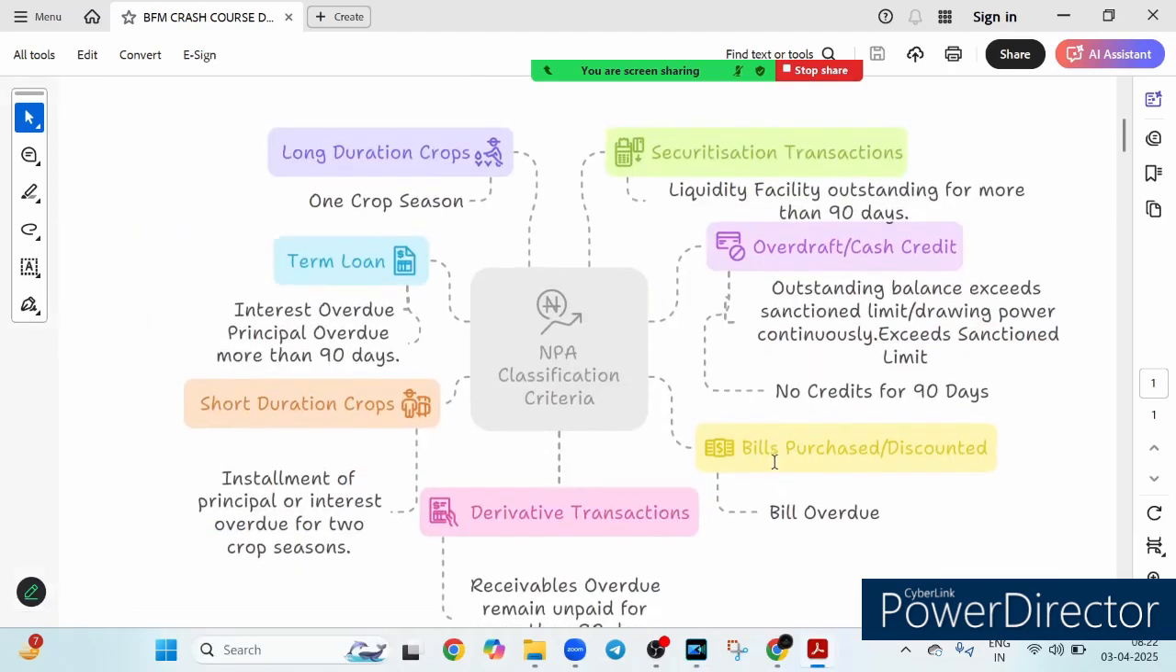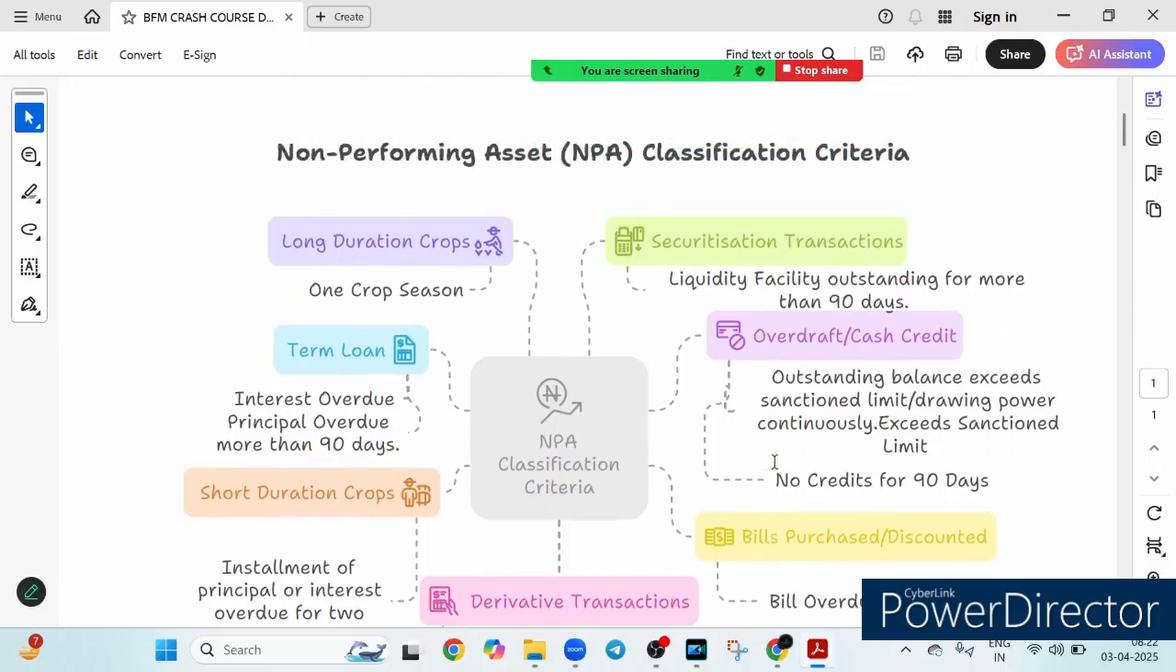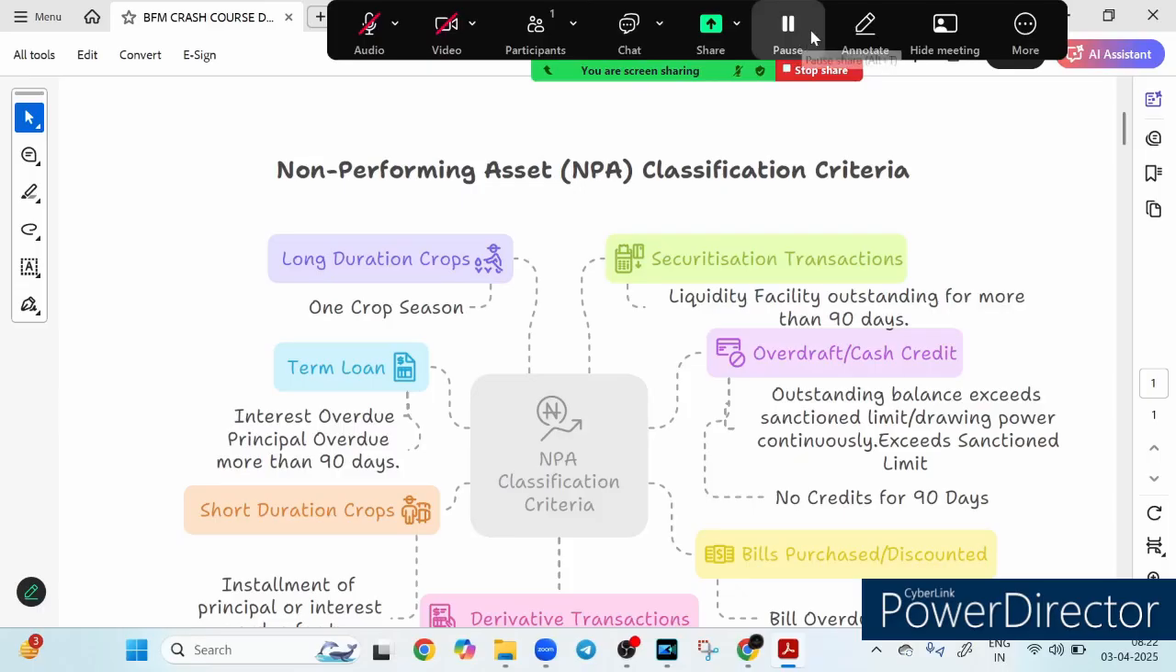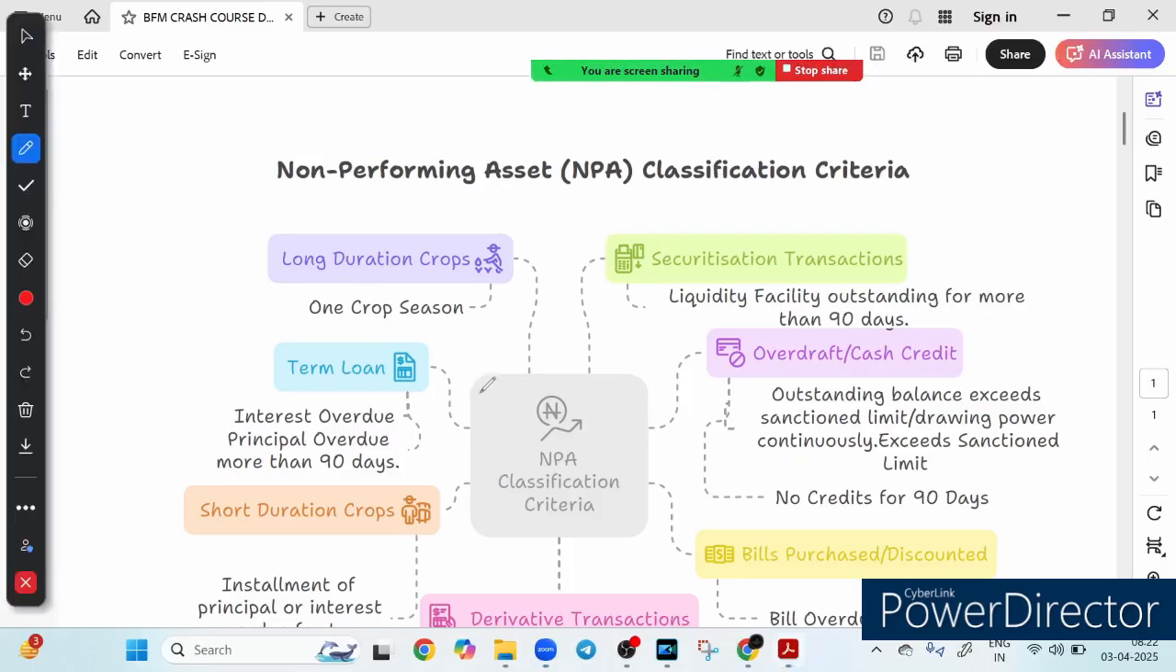In this particular slide you will be able to see all the criteria for NPA classification. So let's get started with our first topic. Let's break down the NPA classification criteria. First of all, we have long duration crop. As you know very well, long duration crop means a crop that takes more than one crop season, right?